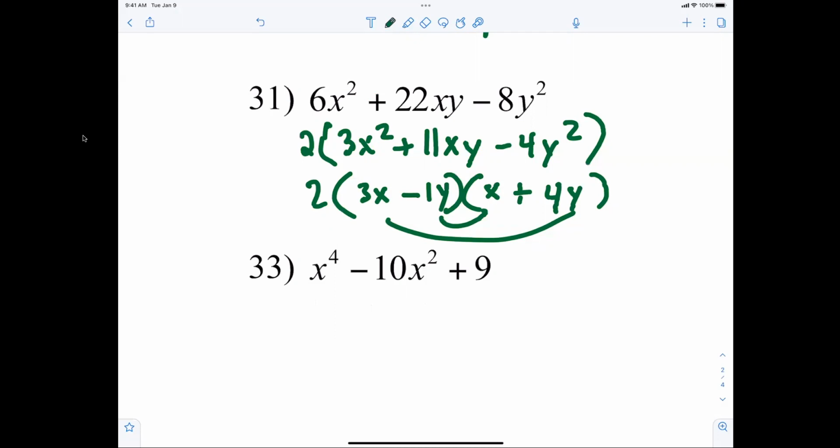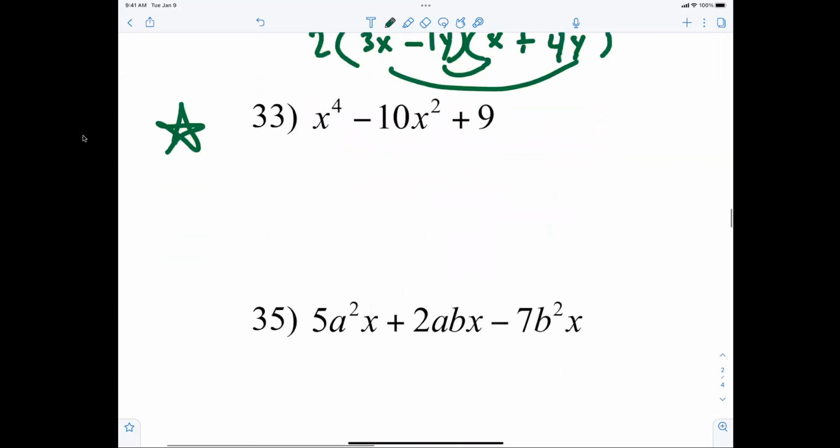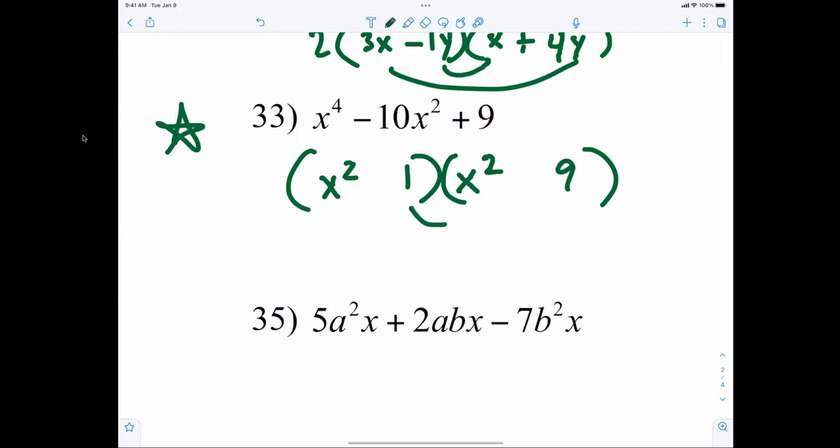All right. I want everybody to put a star up by number 33. This is a common question on the SATs. So I need to factor this. X squared and x squared. Now the factors of 9 that are going to make 10. What are they? 1 and 9. 1x squared, 9x squared makes negative 10x squared if they are both negative.